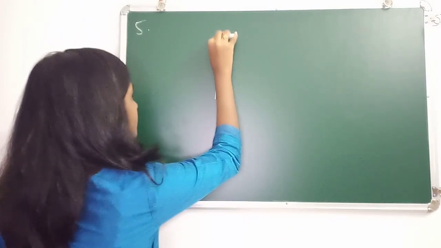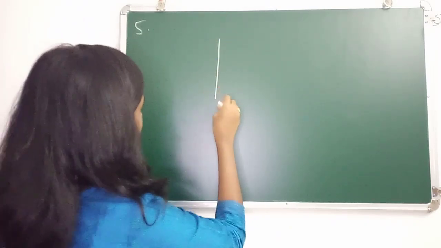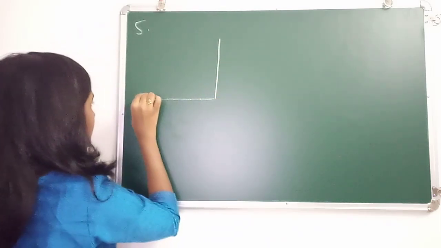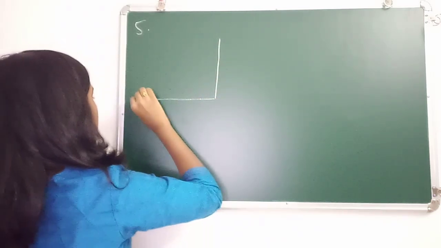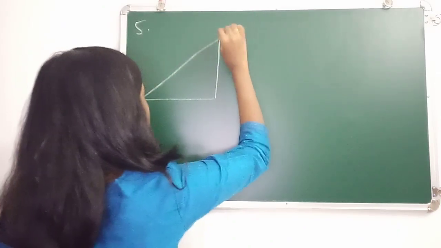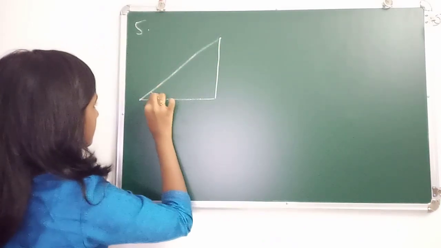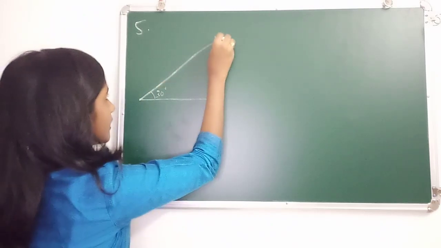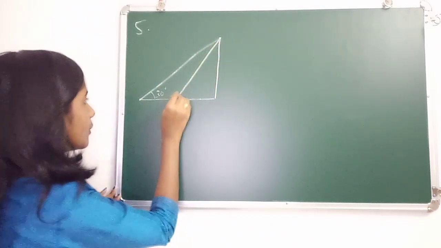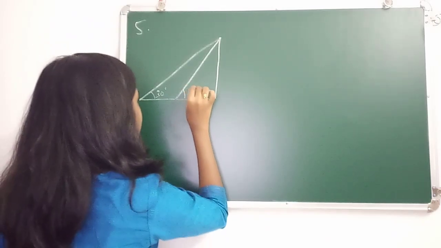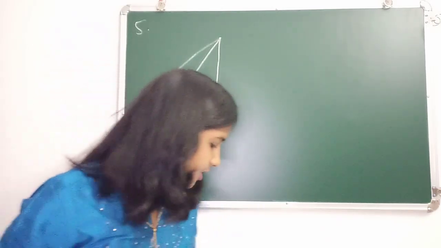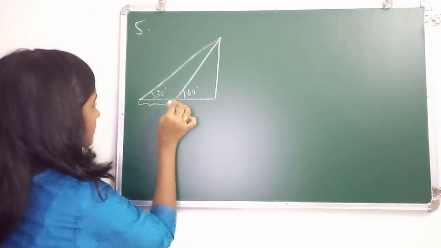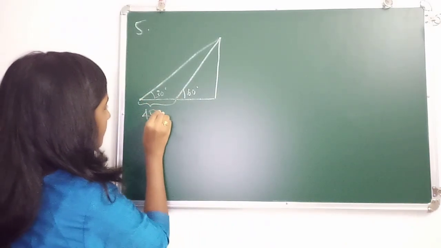Let us consider this line to be the height of the tower, and this to be the ground, and the angle from the ground to the top is 30 degree when the sun's altitude is 30 degree, and this is when the sun's altitude is 60 degree, and it is given that the shadow is 40 meter longer when it is 30 degree than the 60 degree. So this part will be 40 meter.